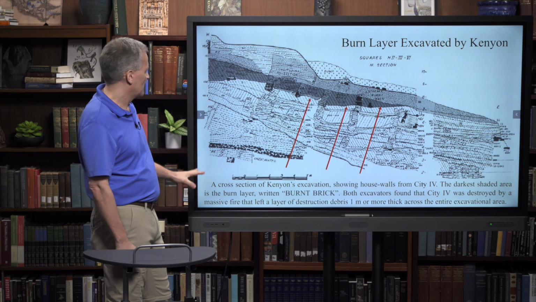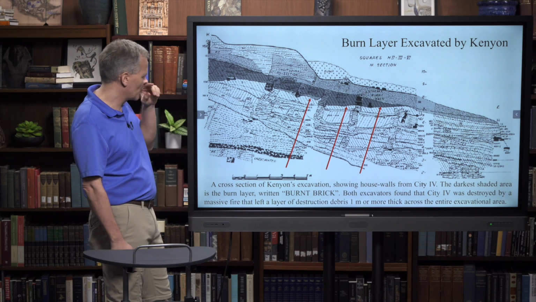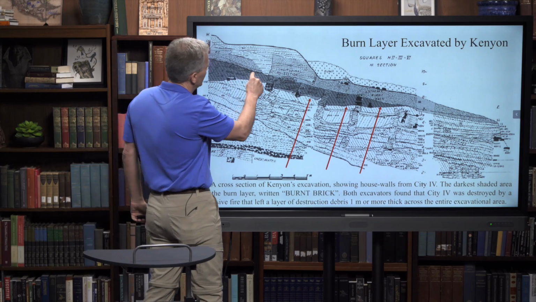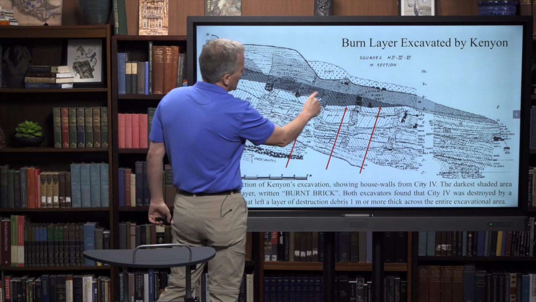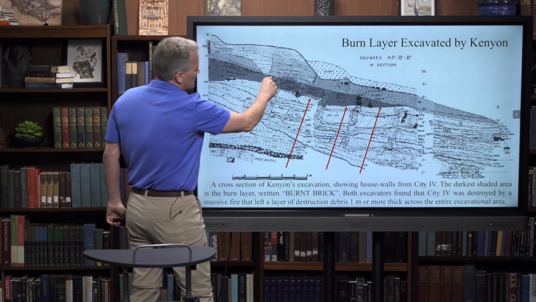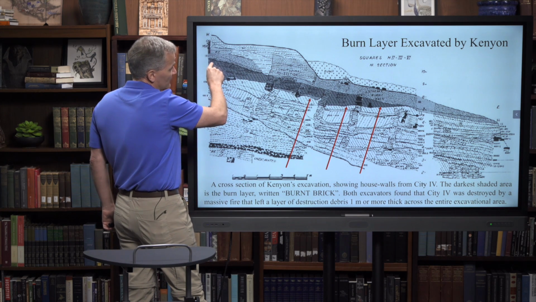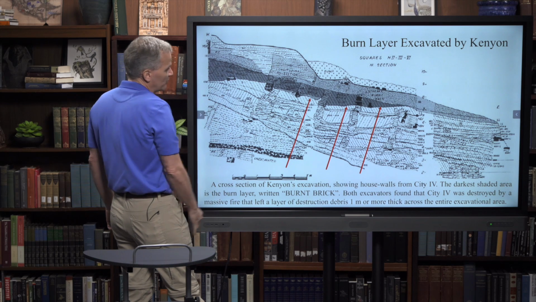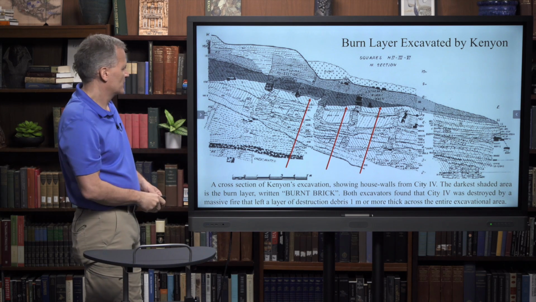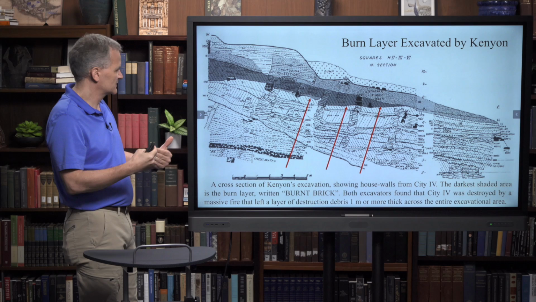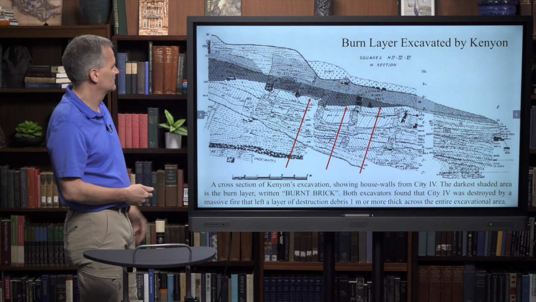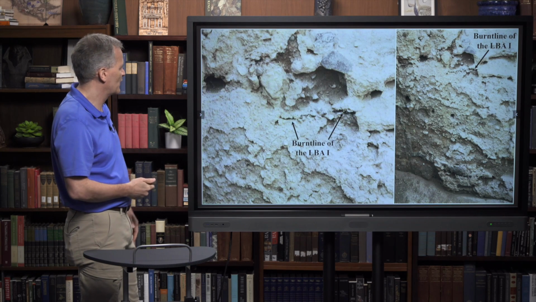And so this is a cross-section showing one other thing. Remember, we said that this is a city that if it's the right one, it was destroyed by fire, right? So what do we have here? We have a burn line, a huge, thick burn line that Kathleen Kenyon publishes. So this shows that clearly the city was destroyed by fire. Yep, that fits the biblical requirement.